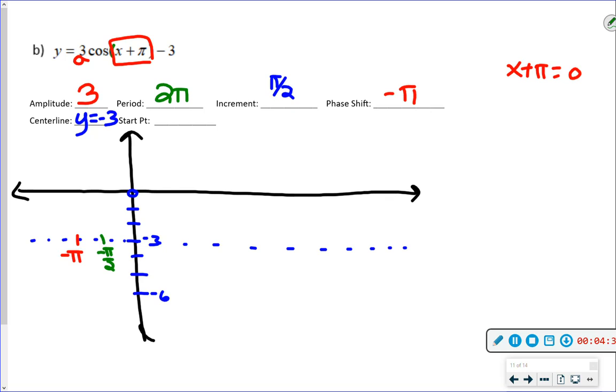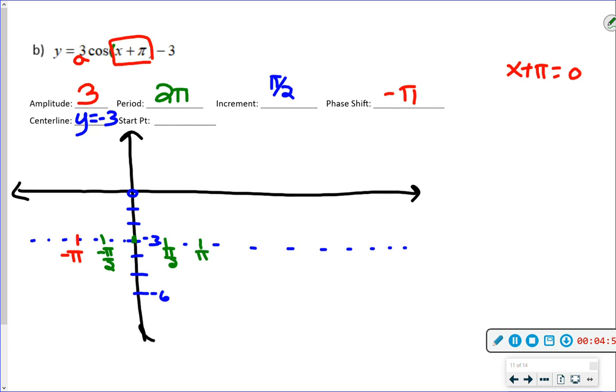Okay, keep adding your increments. What's negative half pi plus another half? 0. So I'm not gonna mark 0, but I'm gonna put a tick mark there so I know. Plus another half pi. And remember, it's 4 past the starting point for one full period. 1, 2, 3, 4. Half plus a half, 1.